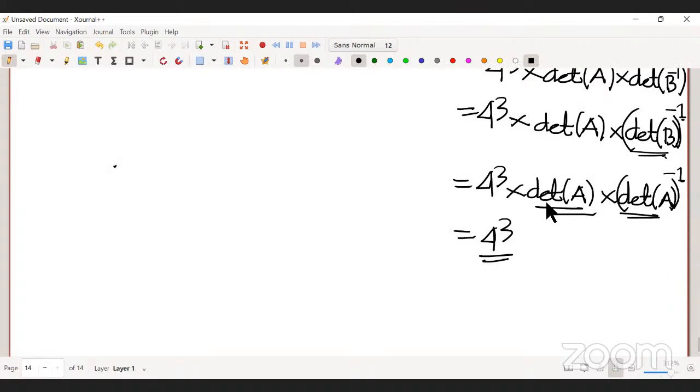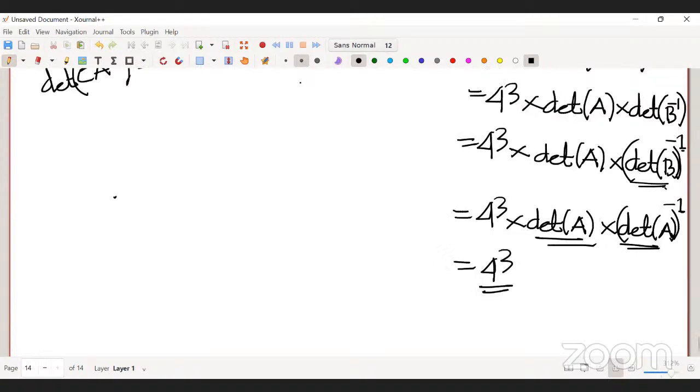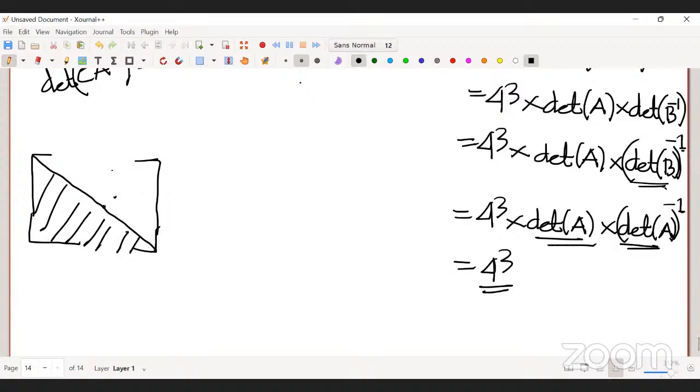An upper triangular matrix is a matrix where all the entries below the diagonal are 0. If you are taking a square matrix, the first condition is that it has to be a square matrix, and all the entries below the diagonal are 0. If this condition holds for a matrix, then only you call this matrix an upper triangular matrix.